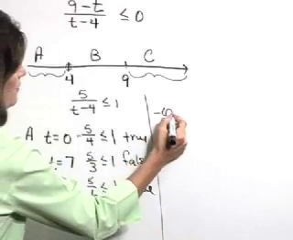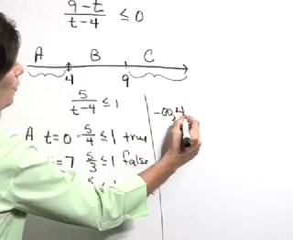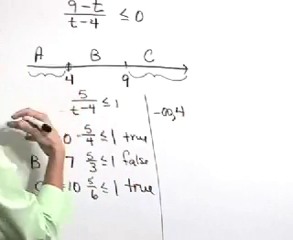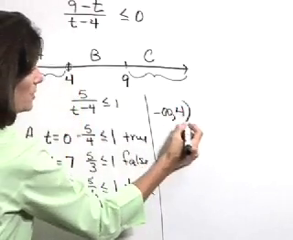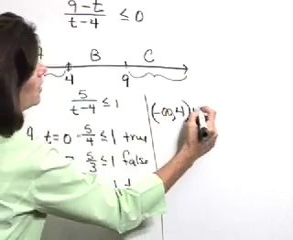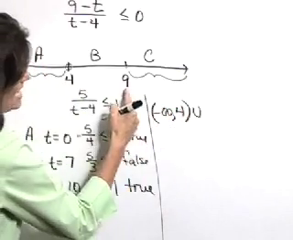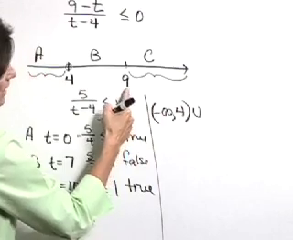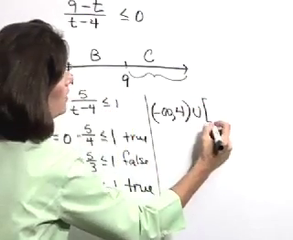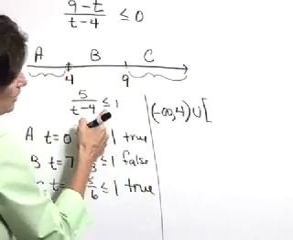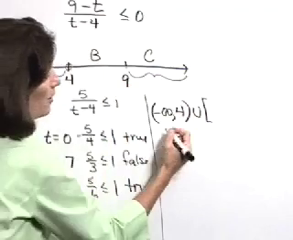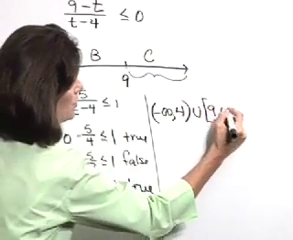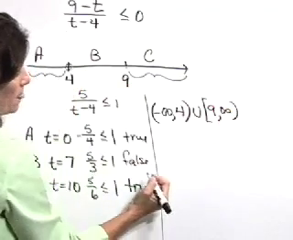That's negative infinity up to 4. Now I can't include 4 because 4 causes that denominator to be 0, so don't include that. Union 9 to infinity. Now I can use the 9. That causes the numerator to be 0 and gives us our equal to part from our inequality up above. So that's 9 to infinity.